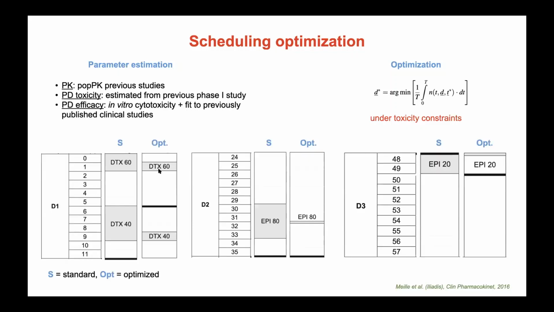This resulted in a significant change of the scheduling of the treatment. So these are the 3 days of administration of the drug between the standard scheduling and the one optimized by the model.